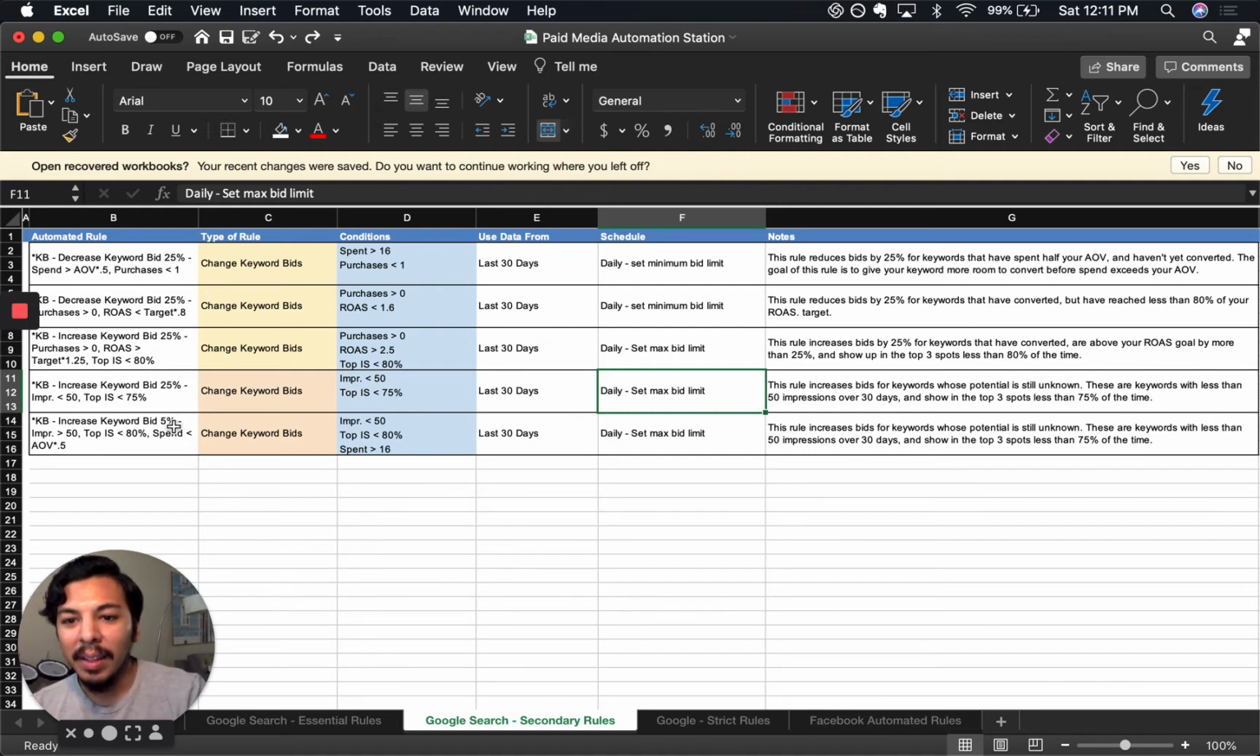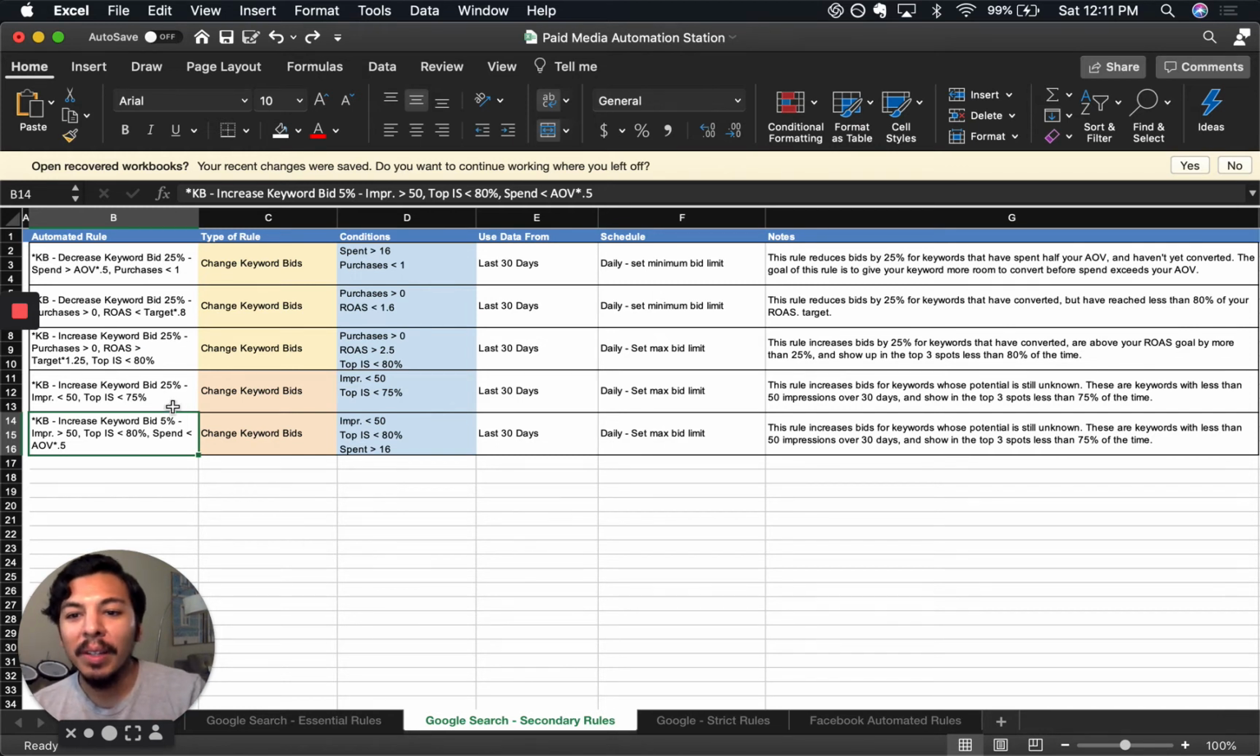And then the last one, increasing bids by 5% if your impressions are greater than 50, but top impression share is less than 80%, and spend is still less than half of your average order value. So in this case, this is just another way of making sure that keywords that aren't serving very often don't remain unknown in your account.